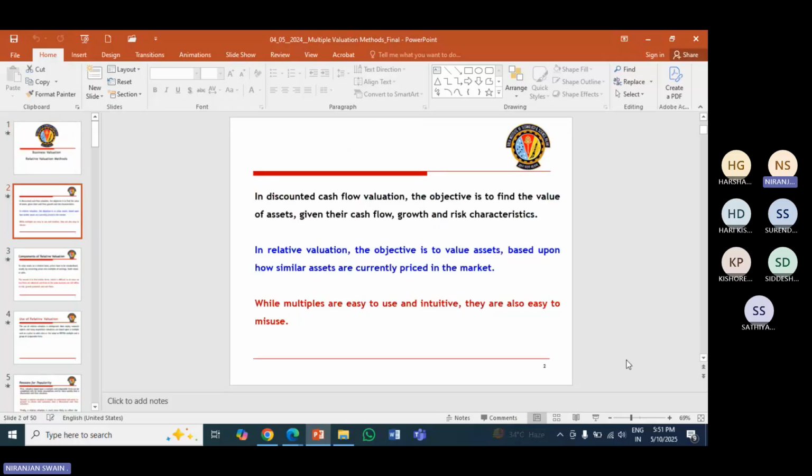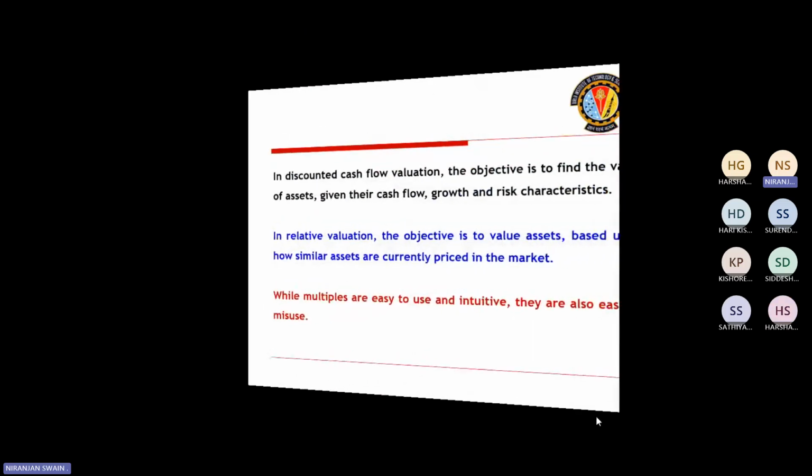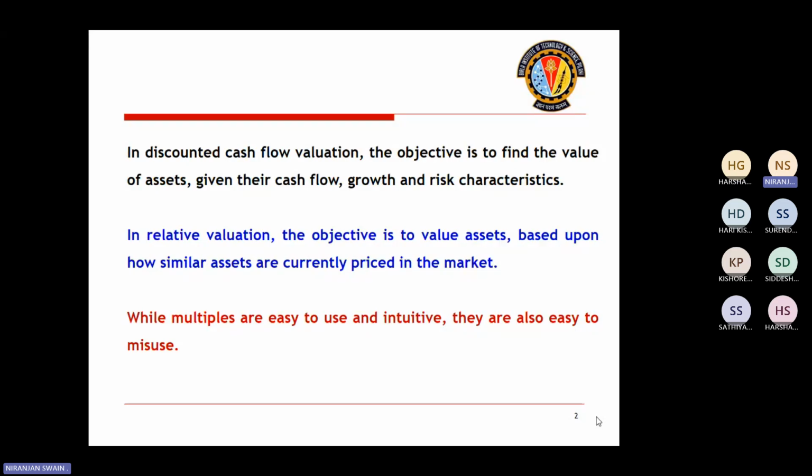Now, in discounted cash flow valuation, the objective is to find the value of an asset given its cash flow, growth, and risk characteristics. Isn't it? We have seen cash flow, growth, and risk characteristics in terms of cost of equity. When you do valuation of the company, you take WACC, the weighted average cost of capital. But in relative valuation, the objective is to value an asset based on how similar assets are currently priced in the market. Okay, fine. While multiples are easy to use and intuitive, they're also easy to misuse.